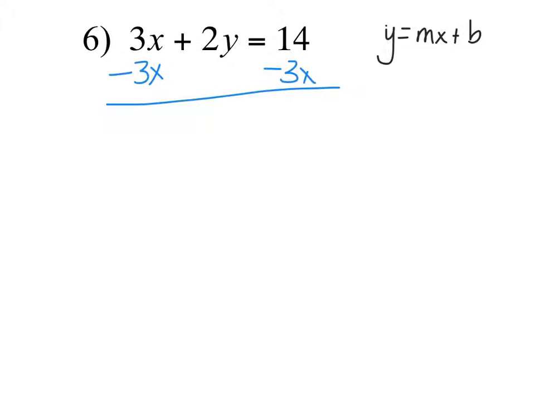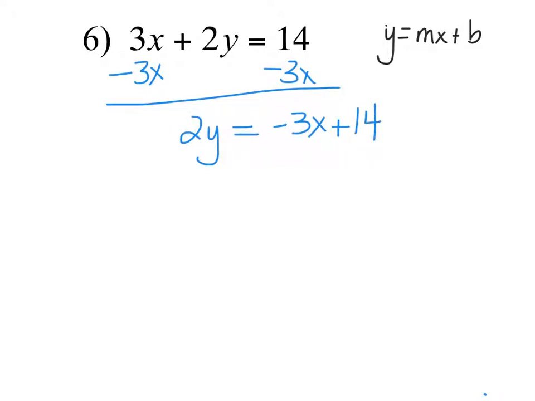Now, when I do that, you'll notice I said you're always going to add or subtract first. What's going to happen here is my 3x's are gone because it's going to create a 0. So I've got 2y equals. And I'm always going to put my negative 3x first because I can't subtract 14 and 3x because they're not like terms. So this is going to be negative 3x plus 14.